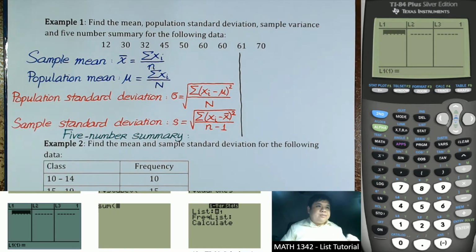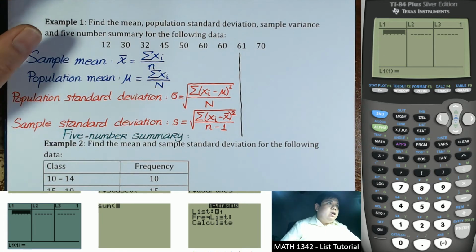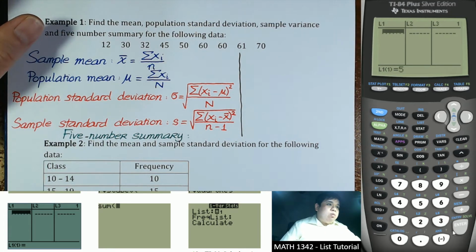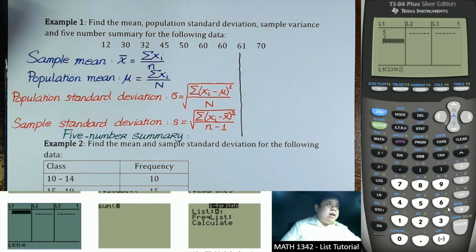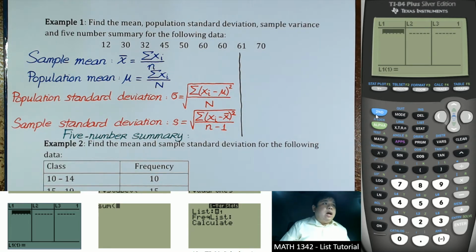Alright, now let's assume there's something in the list already and you want to clear it before we start. Make sure that we highlight the list, highlight L1 here and hit clear. It is clear, and then enter. Once again, highlight the list, clear, and enter. If you want to get back to home screen, second mode, back to home screen.